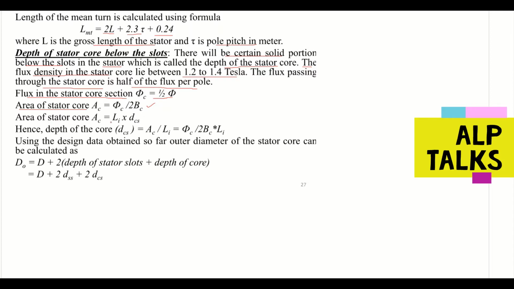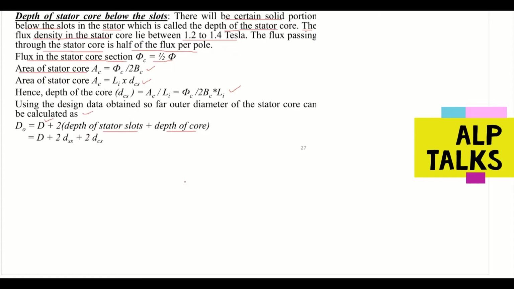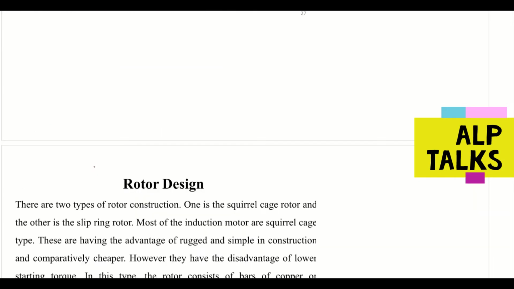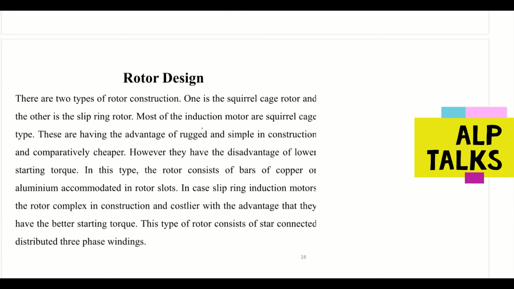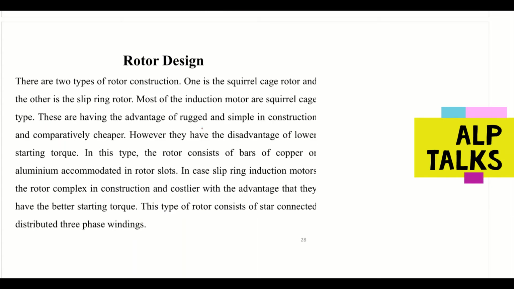Area of stator core, so Ac, so we are just replacing flux with L i, right? Hence depth of core dc, we can calculate like this using the design data obtained so far. Outer diameter of stator core can be calculated as D plus 2 into depth of stator slots plus depth of core. Like this we can calculate the outer diameter, where D is the inner diameter of stator. So now we have finished the stator core.